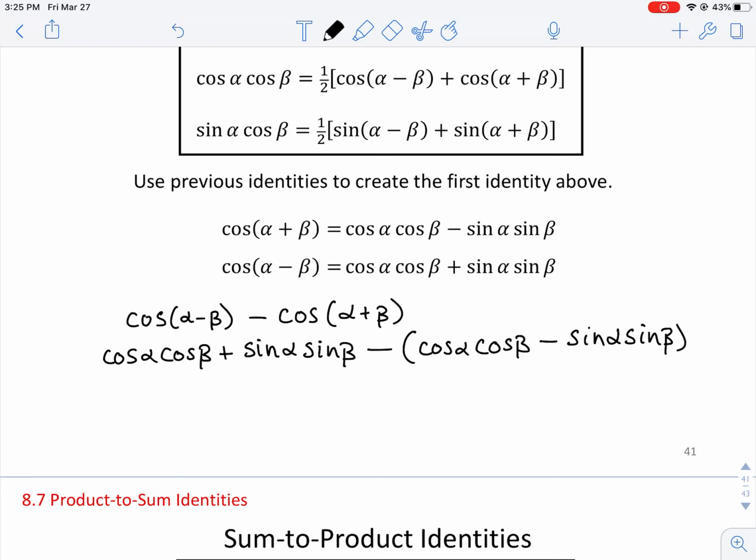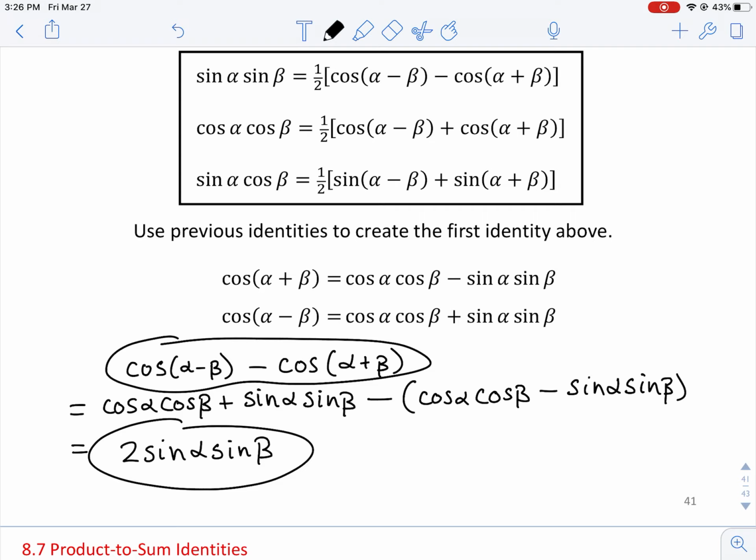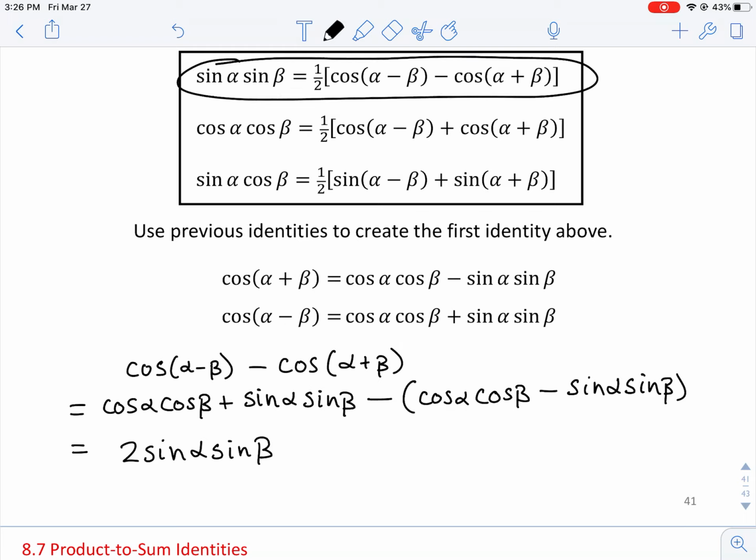Okay, and what we wind up getting is distribute the negative. You're going to see that after I distribute the negative, this term and this term are going to cancel each other, but this term and this term are going to add to each other and become double. So we wind up getting 2 sine alpha sine beta. Now follow the chain of equal signs. This statement is equal to this statement. Now just divide both sides by 2, and you wind up producing this statement.